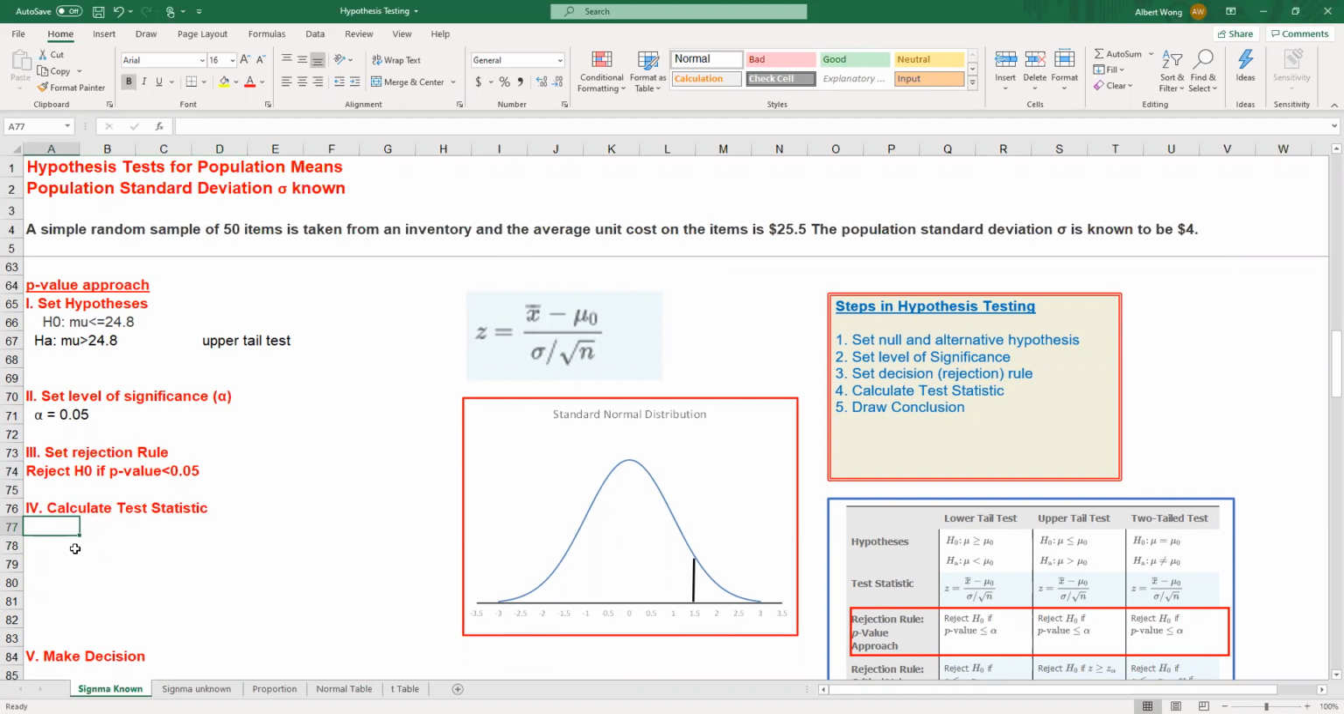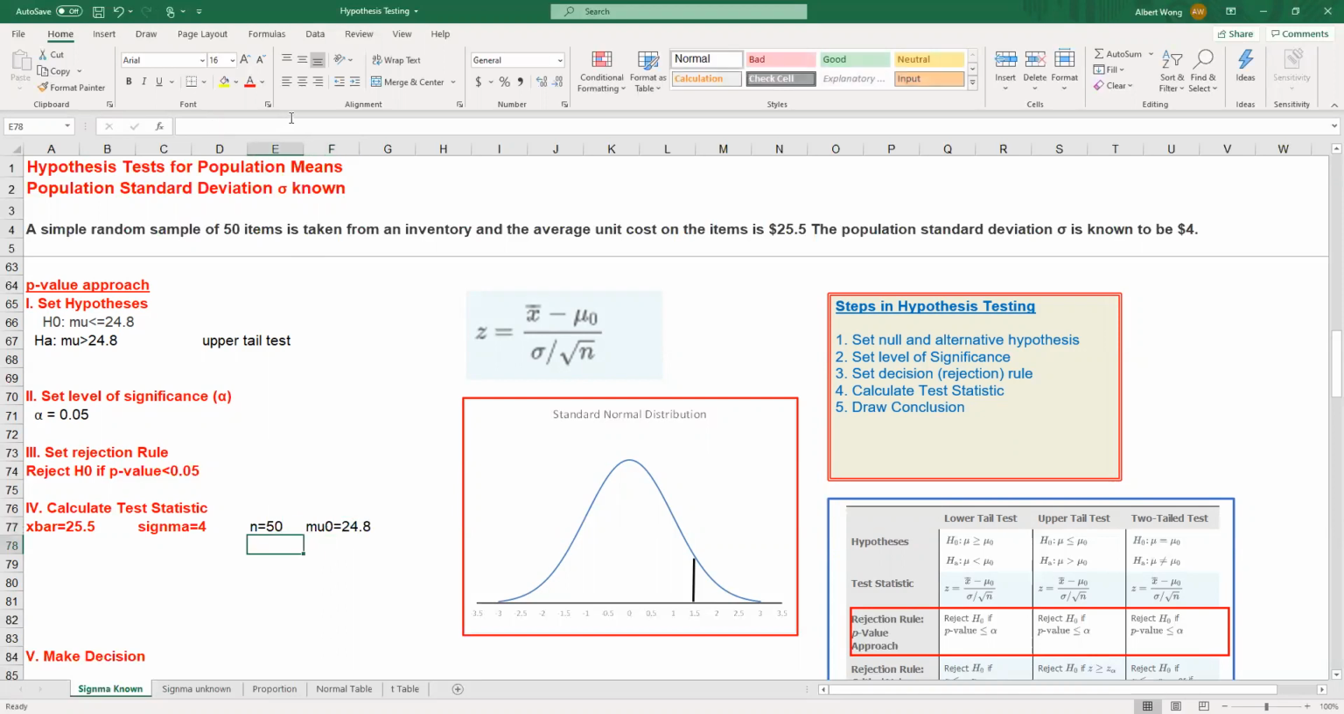So let's do the test statistic first. Let's list out what we know, right? We know that x bar is equal to 25.5 because that's the data that we took. We know sigma is equal to 4 because that's given to us. The sample mean is 25.5. The sample size is equal to 50, and then mu zero. Mu zero in this case is 24.8, right? Because mu zero is the value that we want to test. So mu zero is equal to 24.8.